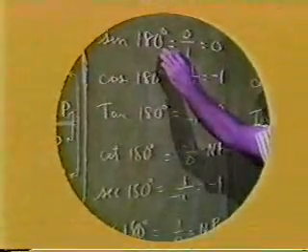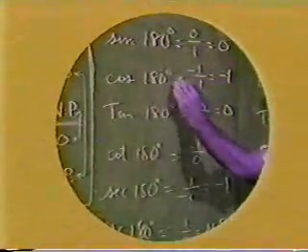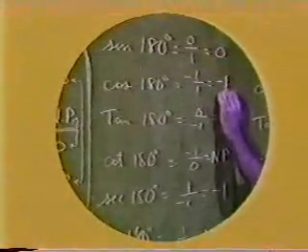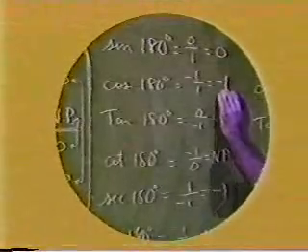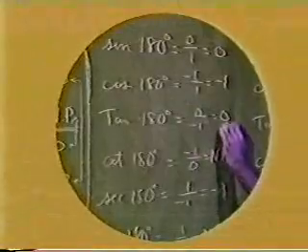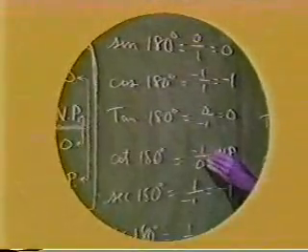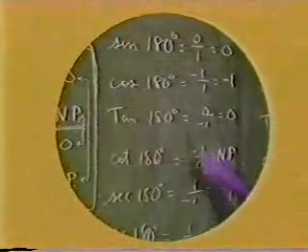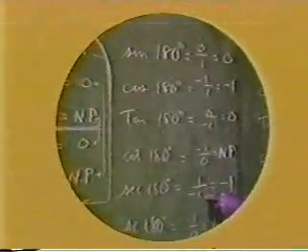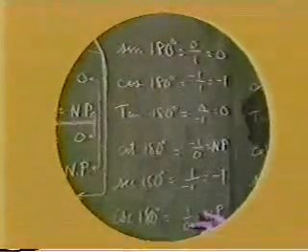Sine of 180 degrees is, sine is y over r. That's 0. Cosine is x over r. R is always positive, so now we get a minus 1. Tangent is y over x. That's 0. Since this is 0, cotangent's not possible. Here's another way of why it's not possible. Secant is cosine flipped over, minus 1. R over x. Cosecant is r over y, not possible.